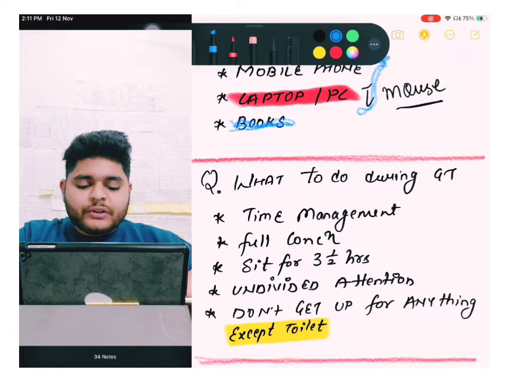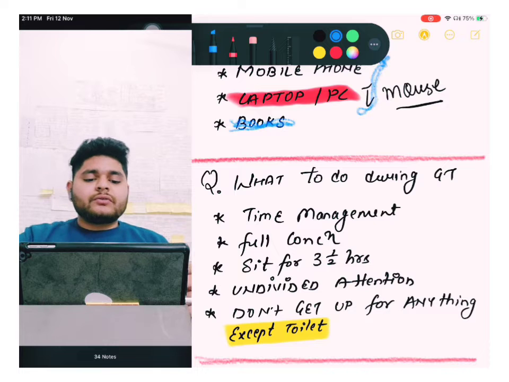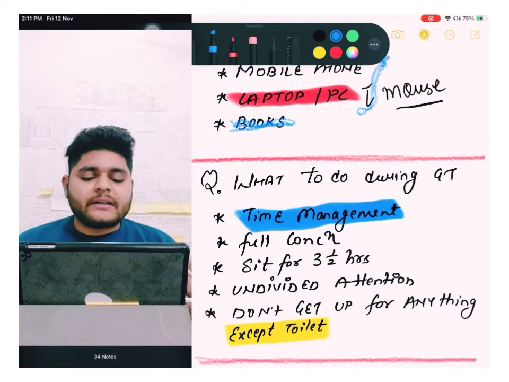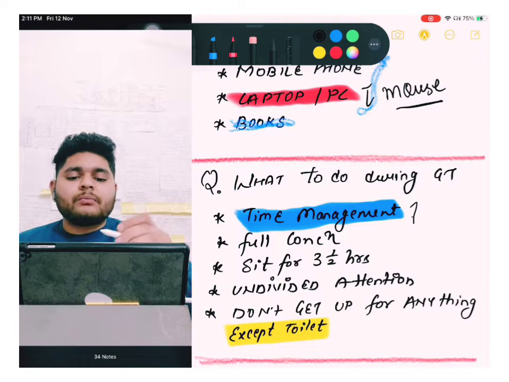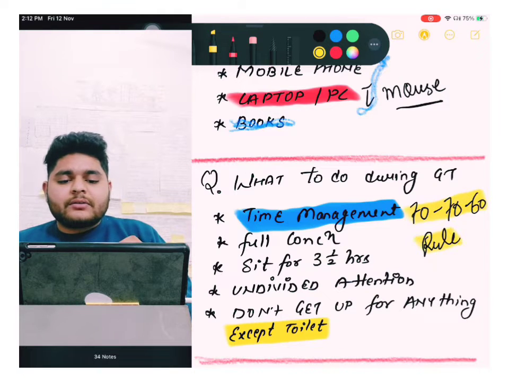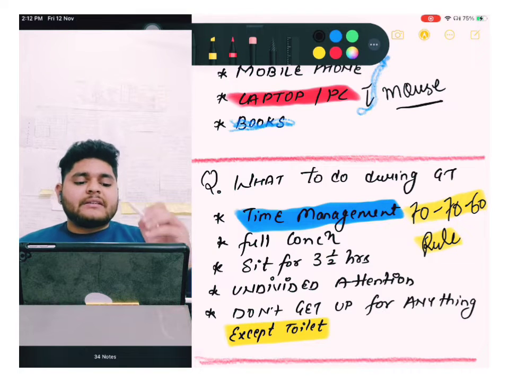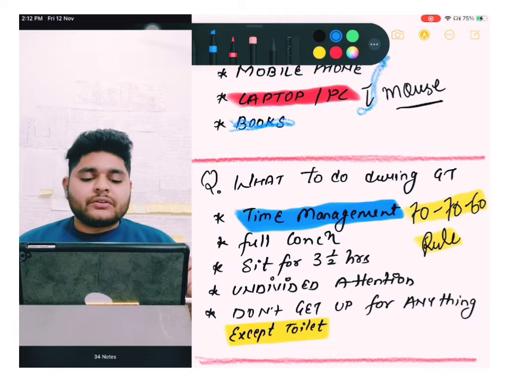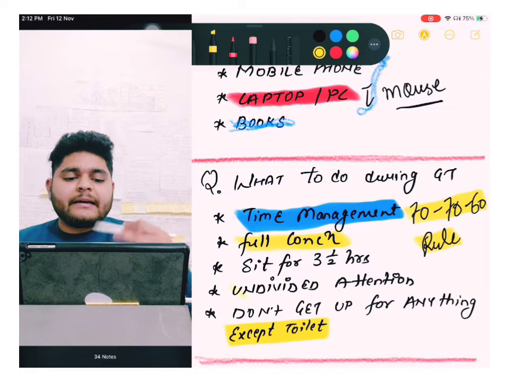Okay, then what to do during GT? Now I have explained all these points in my previous video, what you should do during GT and what the advantages of giving a grand test are. The very first thing is time management. You will learn how to manage your time, and for that we have a rule. I have described this rule in my previous video, which is the 70-70-60 rule. Do you know what this rule is? If you don't know, you can check out my previous video about grand tests. By this 70-70-60 rule you can manage your time during the grand test, and you should practice that time management while giving a grand test every week.